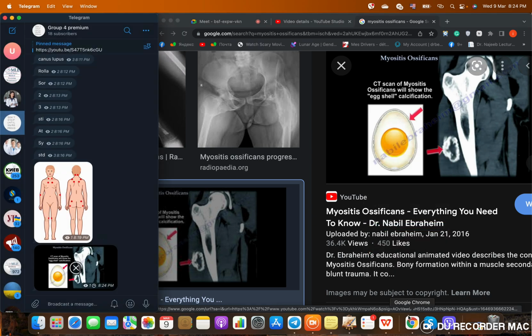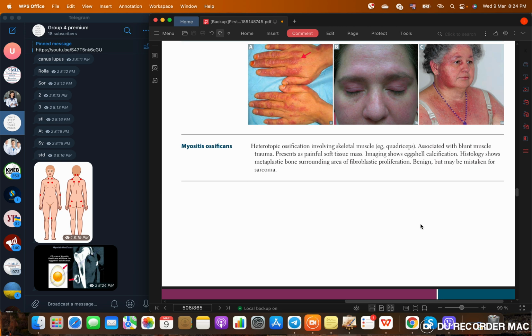So after a trauma, it's a type of metaplasia. It presents as a painful soft tissue mass. So we spoke about eggshell calcification. They write a metaplastic bone surrounding the area. So it's a metaplasia. It's a muscle that converted into a bone, and has fibroblastic proliferation. This is creating the eggshell thing.